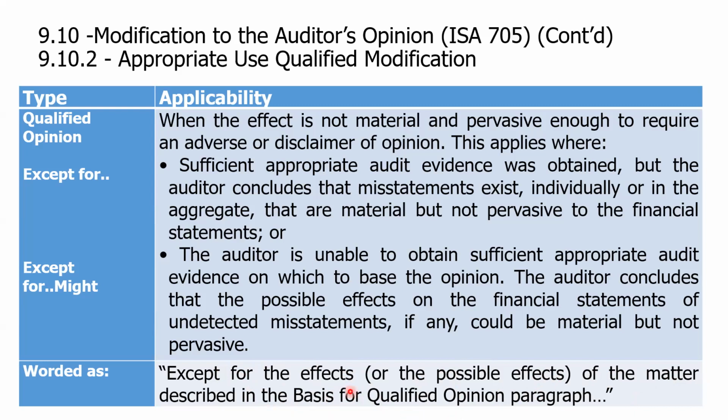So let's look at the wording for except for might. You say that except for the possible effect of sales and inventory, which we have not received audit evidence on, as described in the basis of qualified opinion paragraph, the rest of the financial statements gives a true and fair view. So this is how it will be worded.